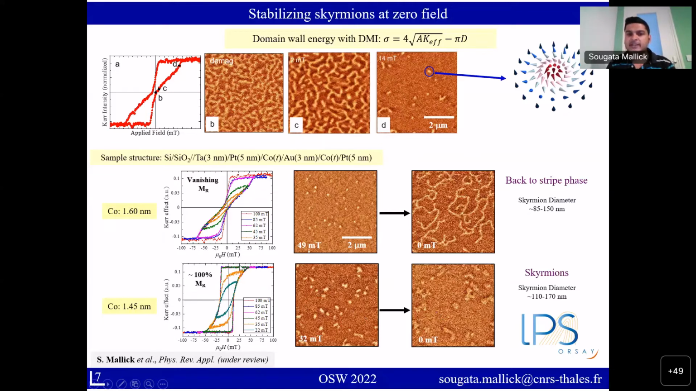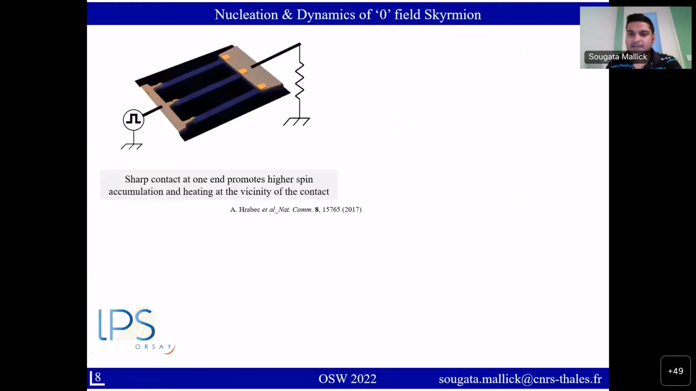And this is because it has almost 100% MR. Also, you can see from these minor loops that depending on how much initial saturation field you apply, when you come back, you can achieve different density and size of skyrmions in the zero field stabilized state. Now, we all know that we need to move the skyrmions for their application in real devices.